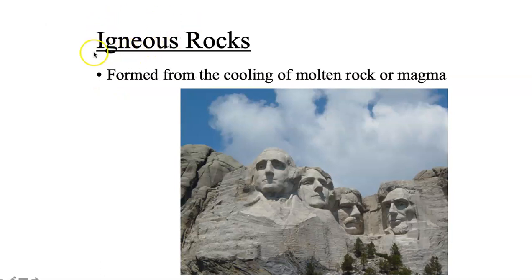Igneous rocks, ig means fire by the way, form from the cooling of molten rock. You have to start with something that's completely liquid and then cool it off for it to be considered igneous. A common igneous rock you might have heard of is granite. This picture of Mount Rushmore from South Dakota is carved into granite.